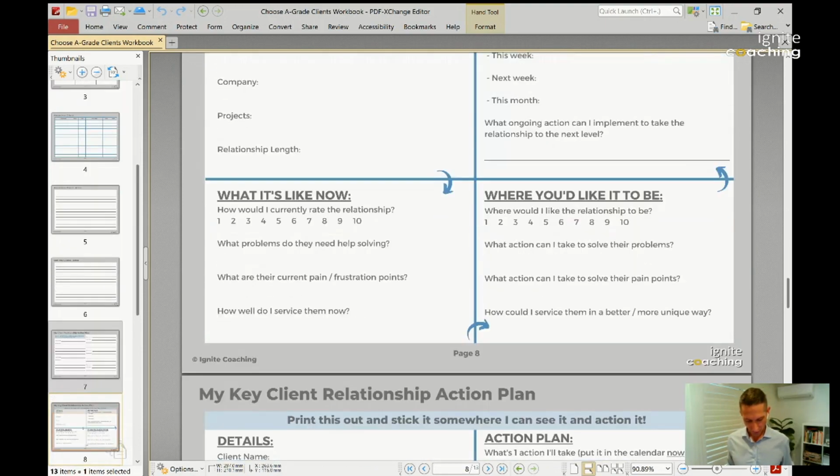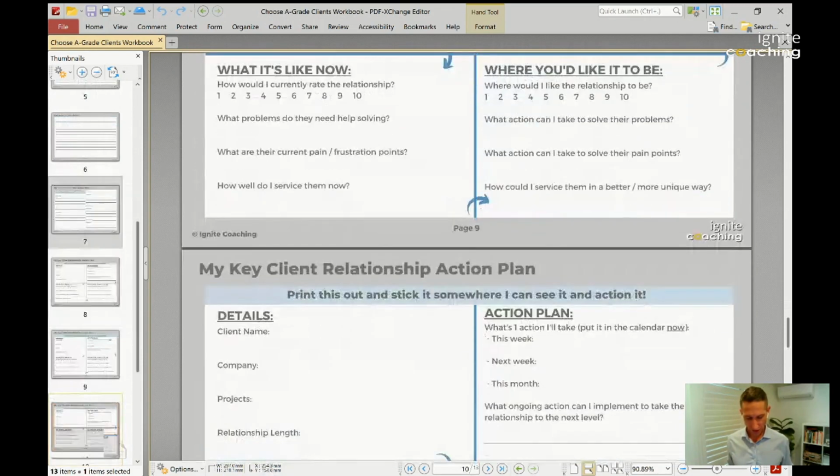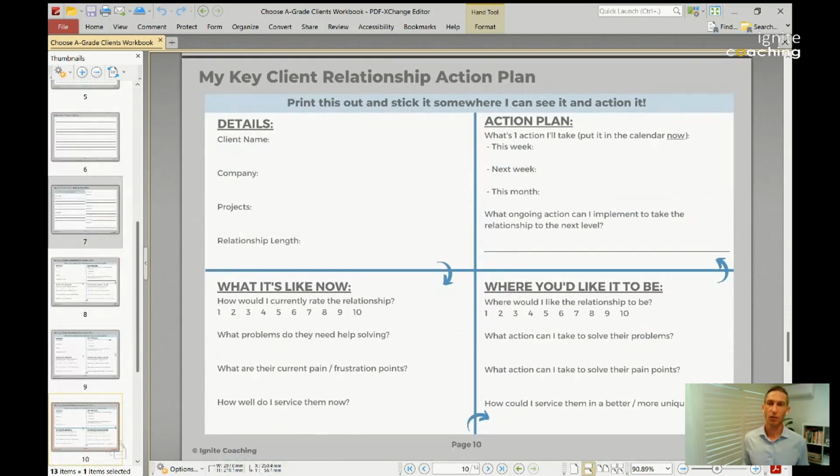And then there's 3 or 4 pages here at the end of the workbook where you're actually going to make an action plan for those key client relationships that you want to either solidify if they're already A-grade clients and you want to keep them and make the relationship stronger, or if they're B-grade clients and you want to elevate them to A-grade clients. So just spend a bit of time here going through your actual action plan. And what I say to all of my clients is print that out and stick it above your desk so that you've actually got an action plan in place for how to really elevate those client relationships into what we call clients for life.